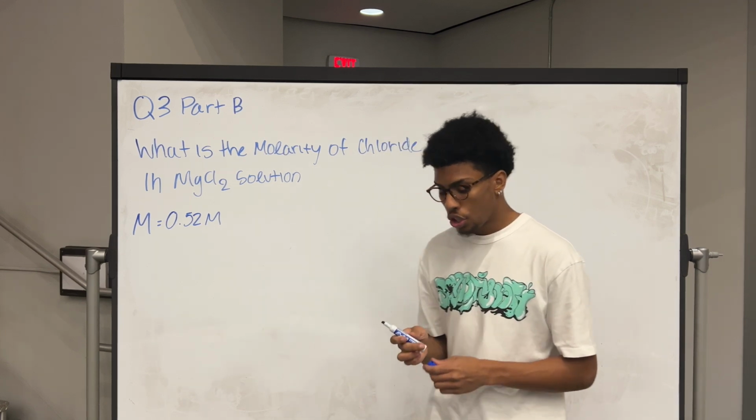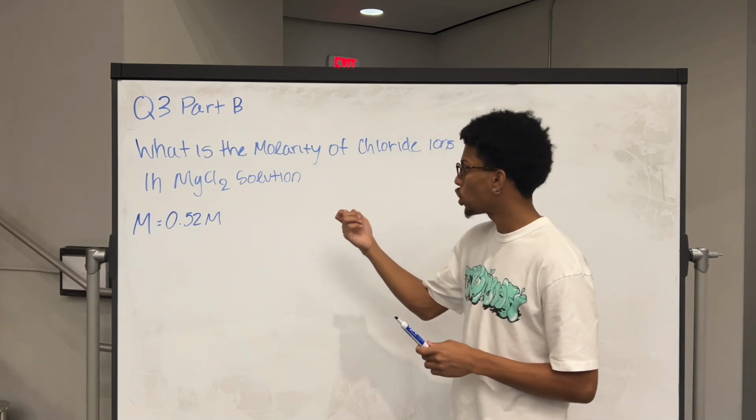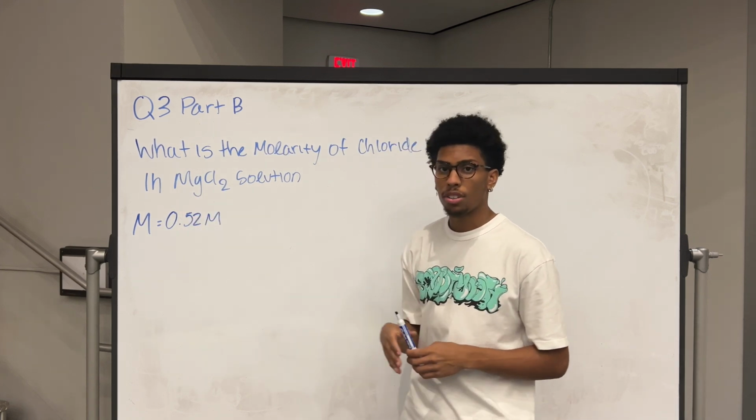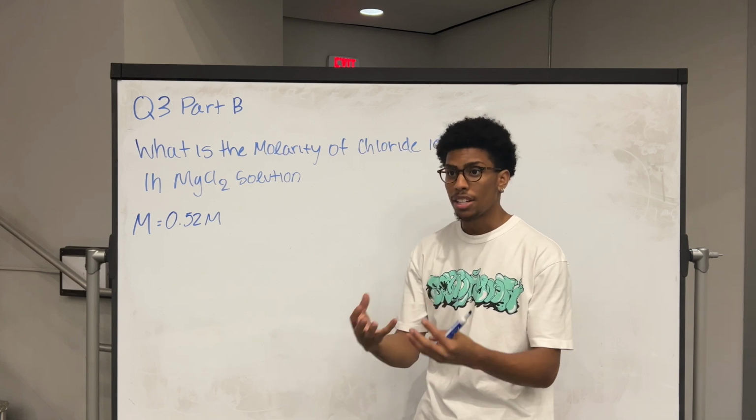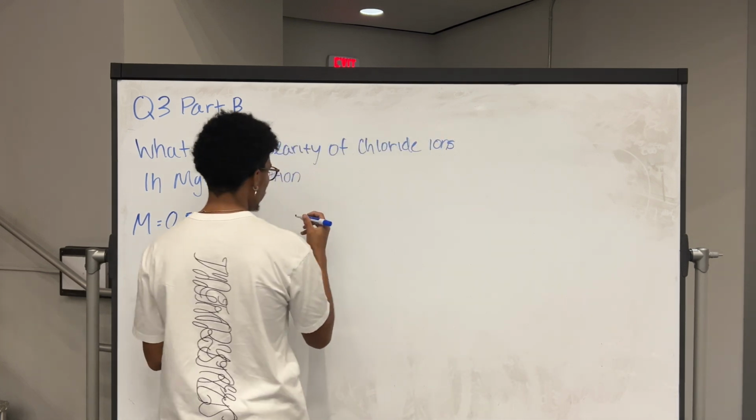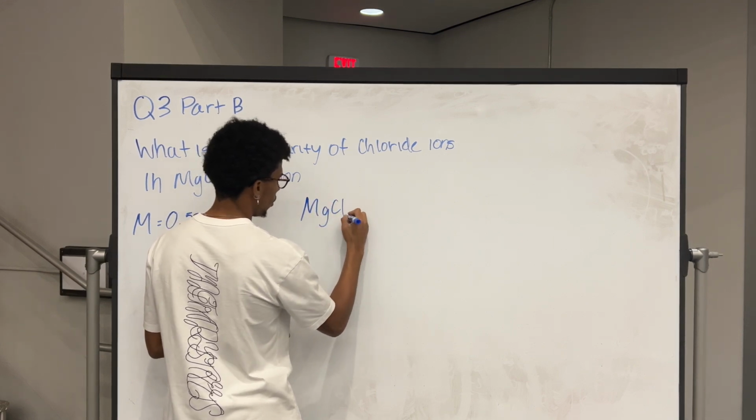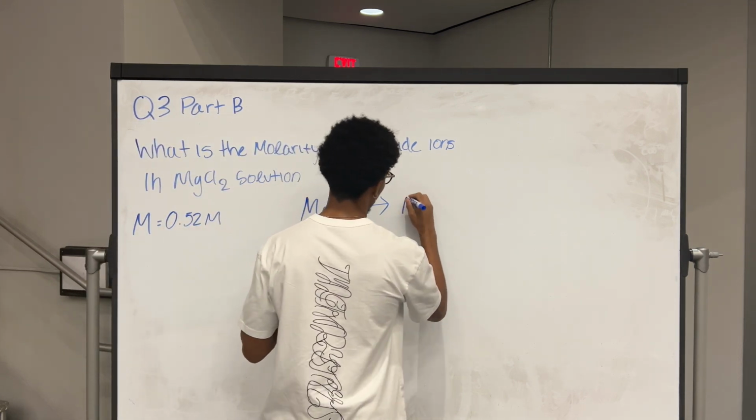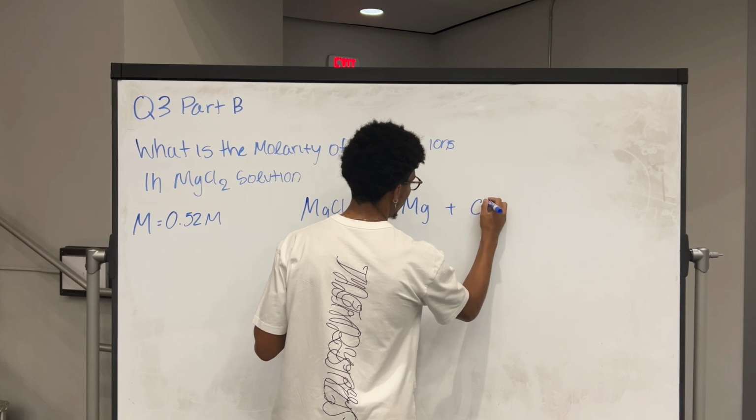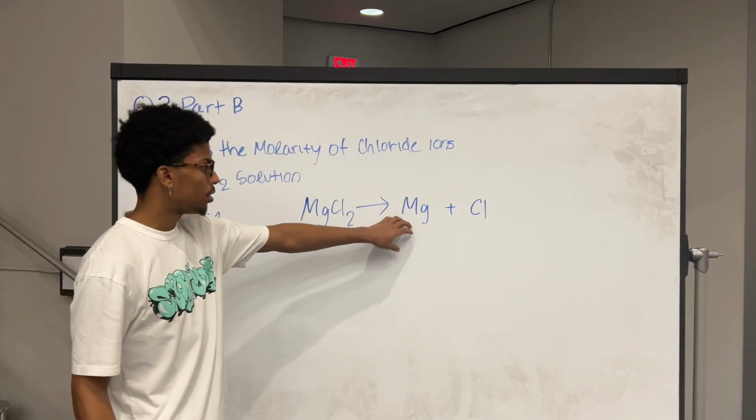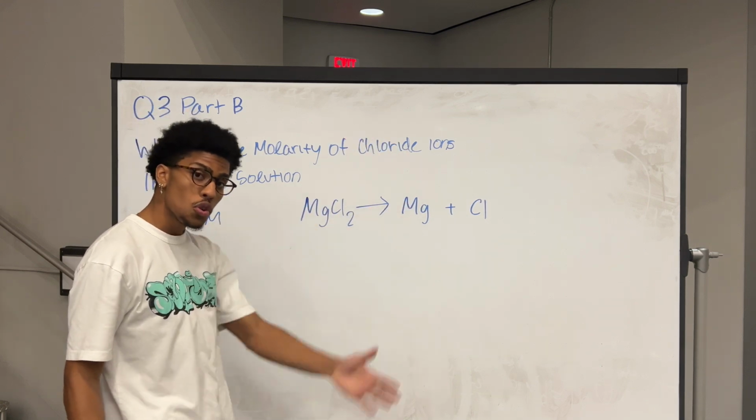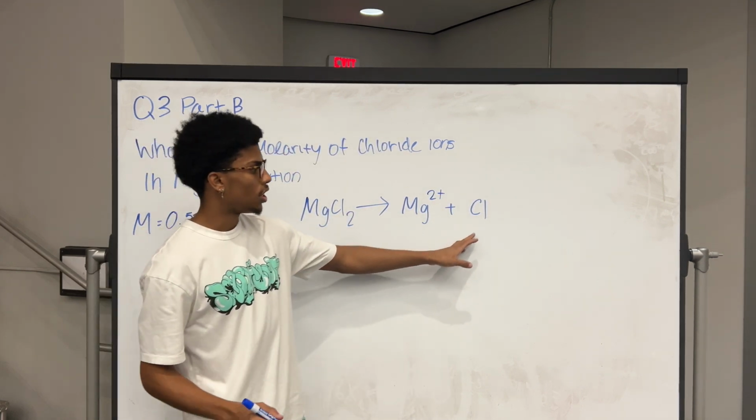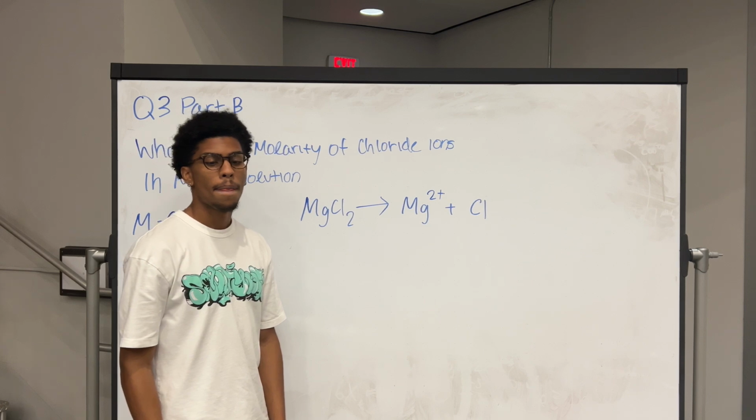So something I always want you to do when you're given a question like this and they want you to figure out the molarity of ions in a solution, break up this compound into its parts as if it was being dissolved in the solution. And so what do I mean by that? You have MgCl2. If you put that in water in a solution, you're going to get Mg plus Cl. Now, what's the charge of magnesium? It's in group 2, so we know it has a +2 charge. And what is the charge of Cl? -1.